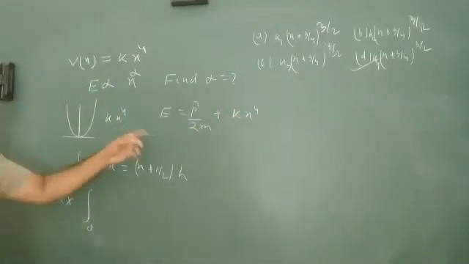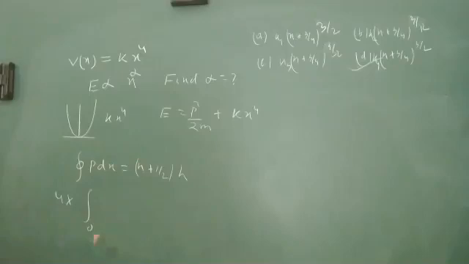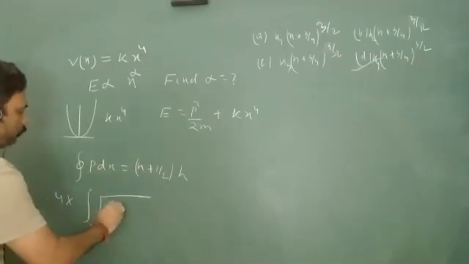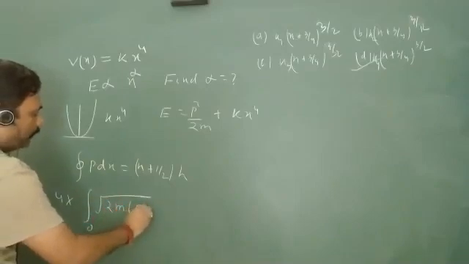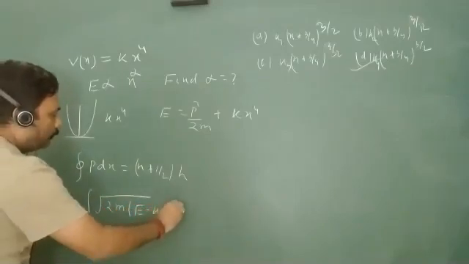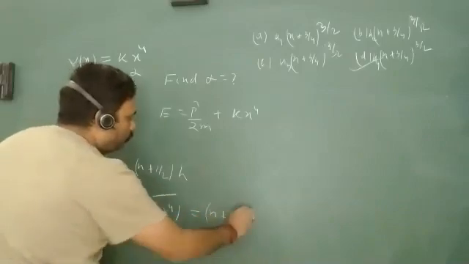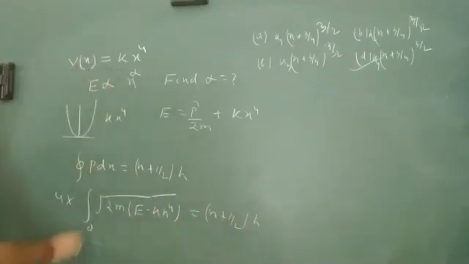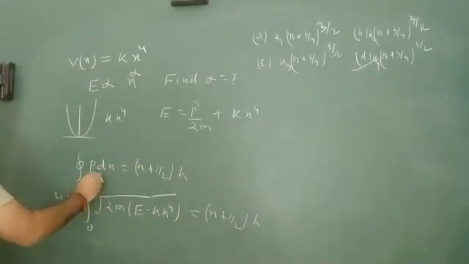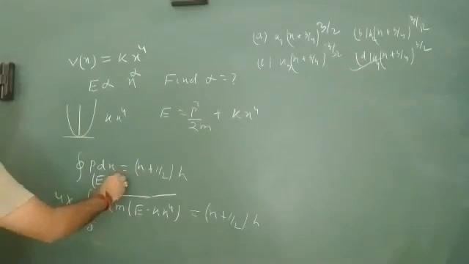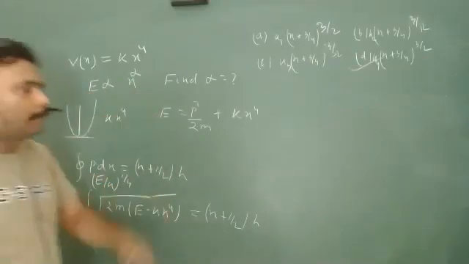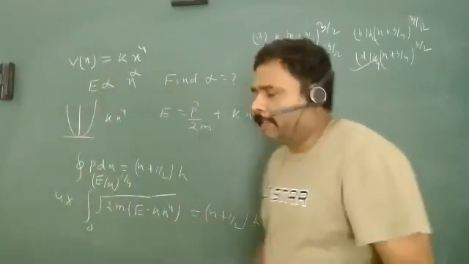And then we can solve it, and you can solve this particular value. So you have this integration of root 2m(E − kx^4) dx from 0 to the turning point, which is (E/k)^(1/4), equal to (n + 1/2)h. And this value is equal to 1/4. Since this is given in terms of proportionality, there is no need to calculate this thing.